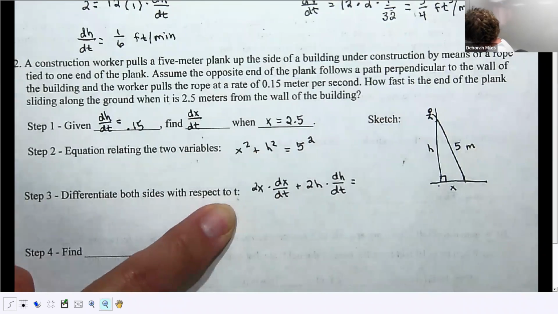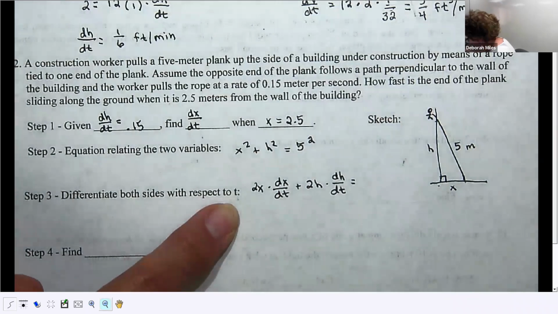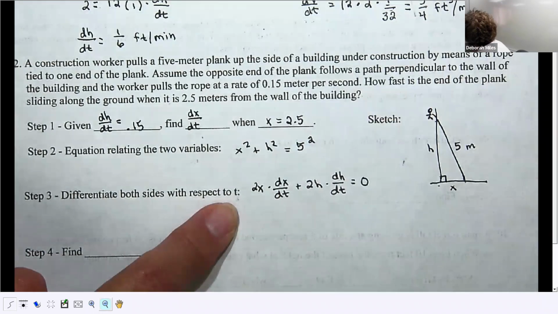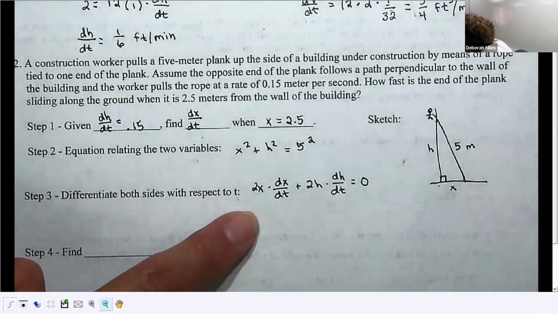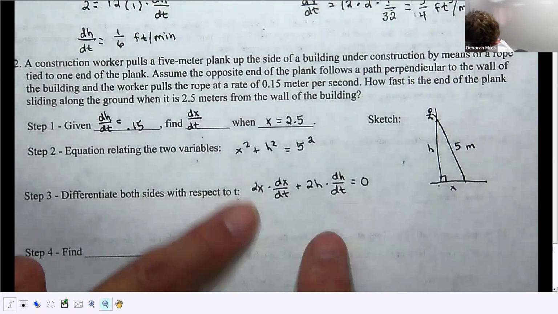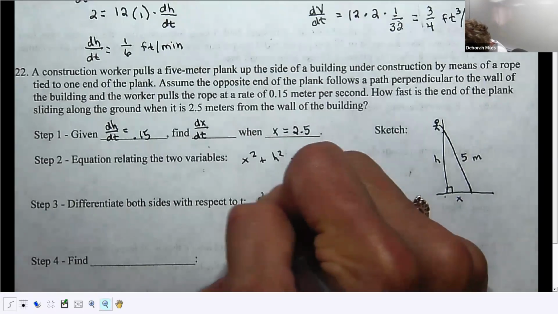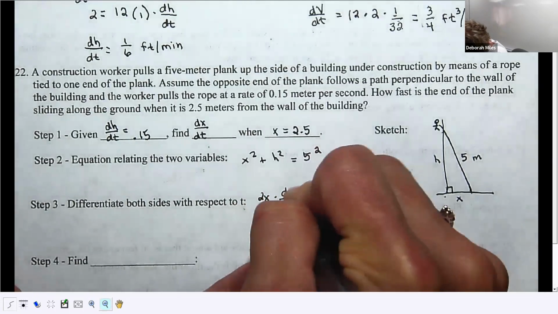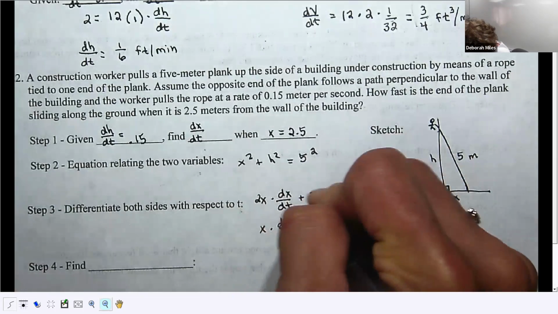Equal to what? The derivative of 25 is 0. Now, just to get an equation that is a little bit easier to plug numbers into, I could divide both sides by 2. I don't have to, but it'll give me smaller numbers to work with when I start plugging in values.